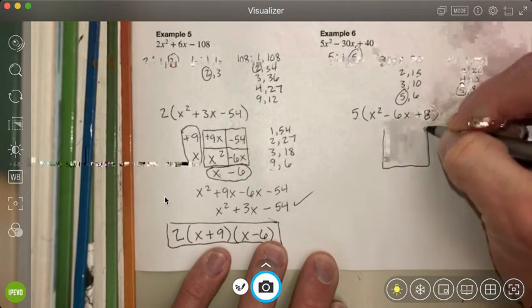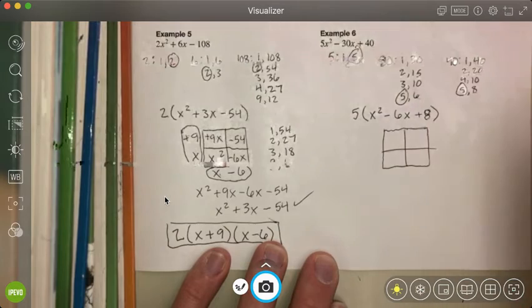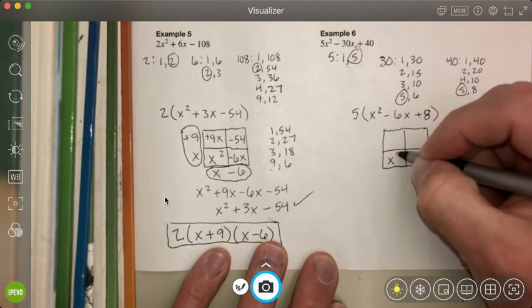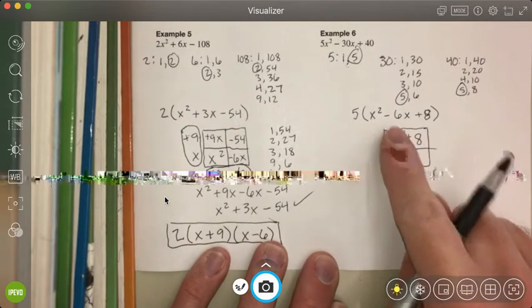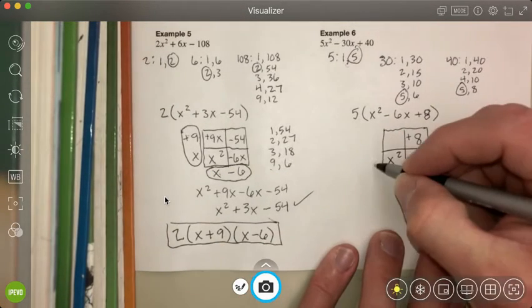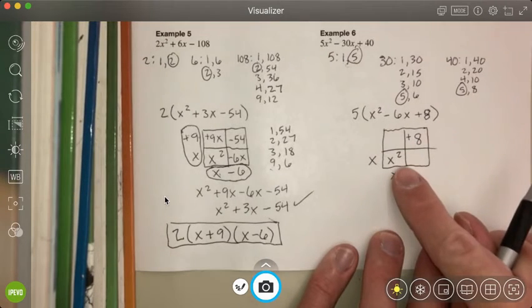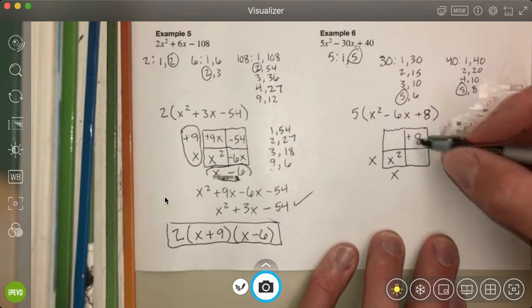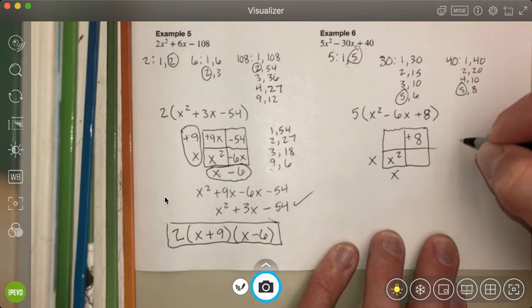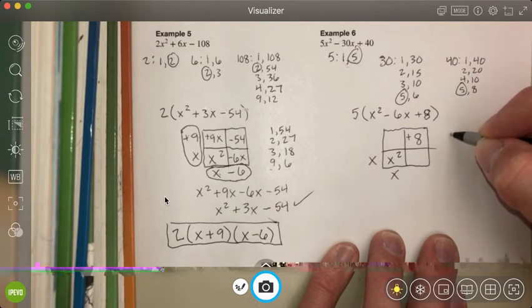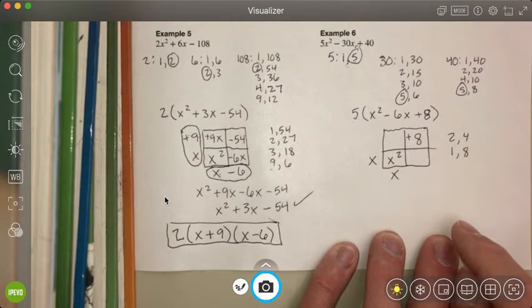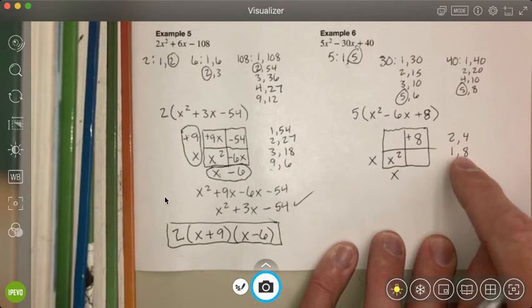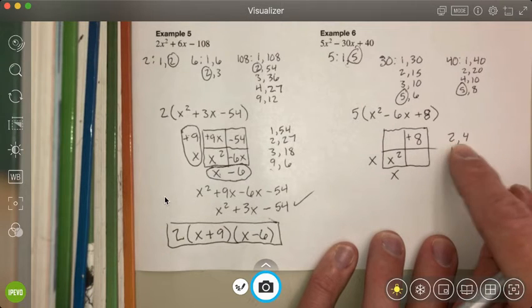Now it's just take a look at our box. All right, we know we're going to have an x squared. We know we're going to have a positive 8. This one's a bit of a unique challenge because there's a negative 6, but I think we can handle it. So we know x and x should work for x squared. And then here, that plus 8, I'm going to think about, and I'm going to say factors are 2 and 4, 1 and 8. Well, I know my factors need to combine to get me a negative 6. 1 and 8 doesn't really look like it might do that. 2 and 4, how are 2 and 4 going to get us a negative 6?